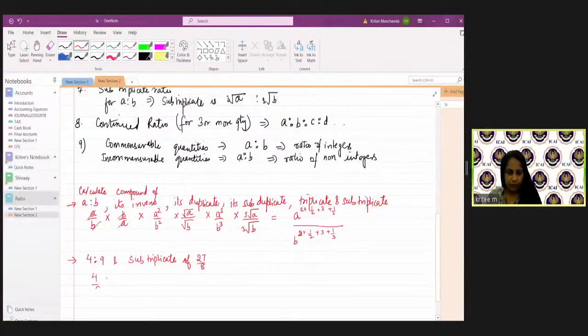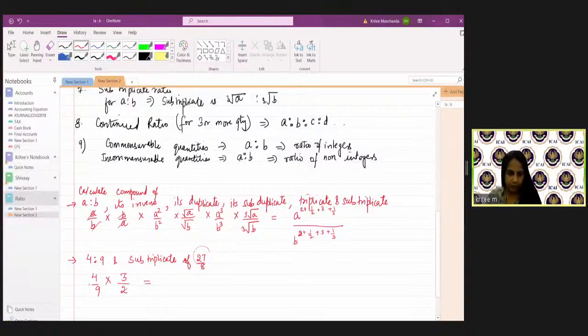It's like this, 4:9. Subtriplicate means cube root. So cube root of 27: 3 threes are 9, 3 nines are 27. So 3 is the cube root of 27. 2 is the cube root of 8. So when you multiply them, what do you get?